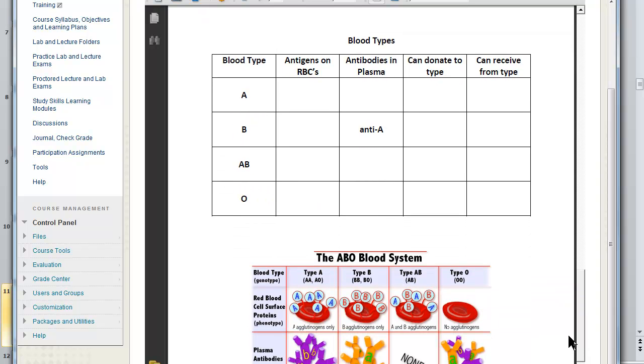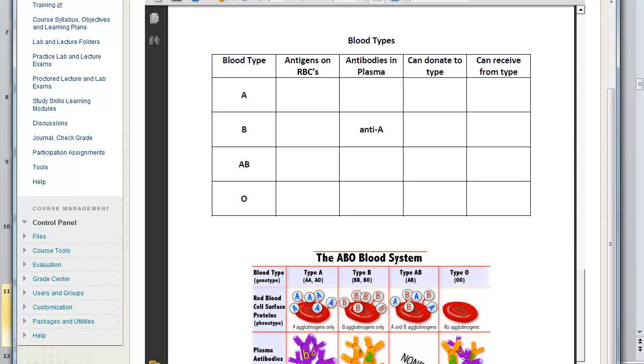Remember, when we're donating, we worry about what the antigens on the red blood cells are, because when we give people blood, it's usually packed red blood cells we're giving them, so we care about what antigens are on those red blood cells. And in the recipient of that blood, we want to see what kind of antibodies we would expect in that recipient based on their own individual blood type.